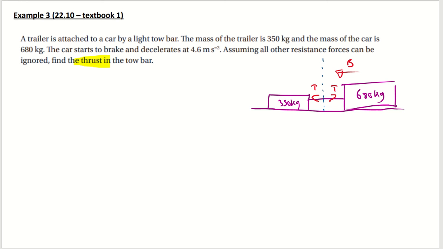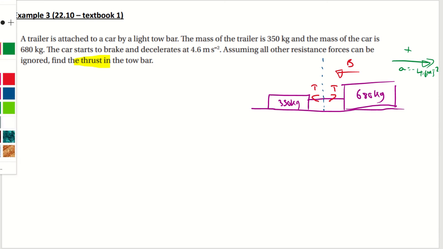I'm still going to take my positive direction going to the right because the object is still moving to the right, and the acceleration will be negative 4.6 meters per second squared. I'll talk about why and how in terms of the negatives in a minute, but for me, if it's moving to the right, I'd rather do it to the right.